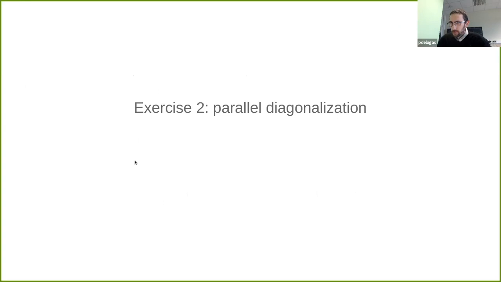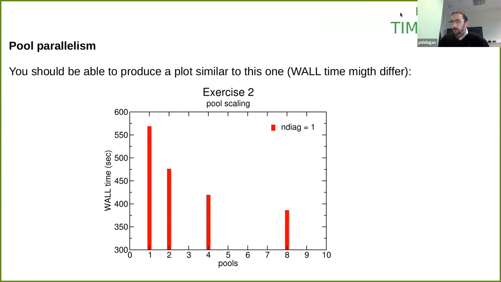So as you can see here, this is pretty much a graph like yours should look. Your plot should look quite similar to this. Maybe the wall time might be different, a bit less, because this specific graph was made of runs on another machine. But let's say the general trend should be similar.